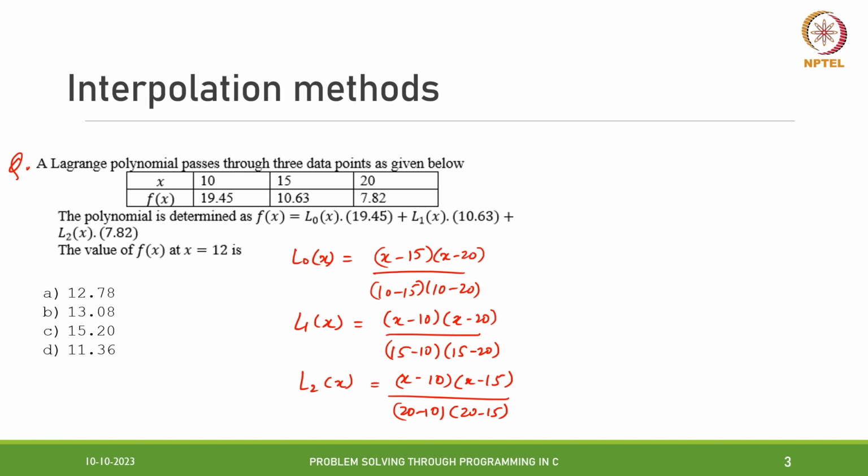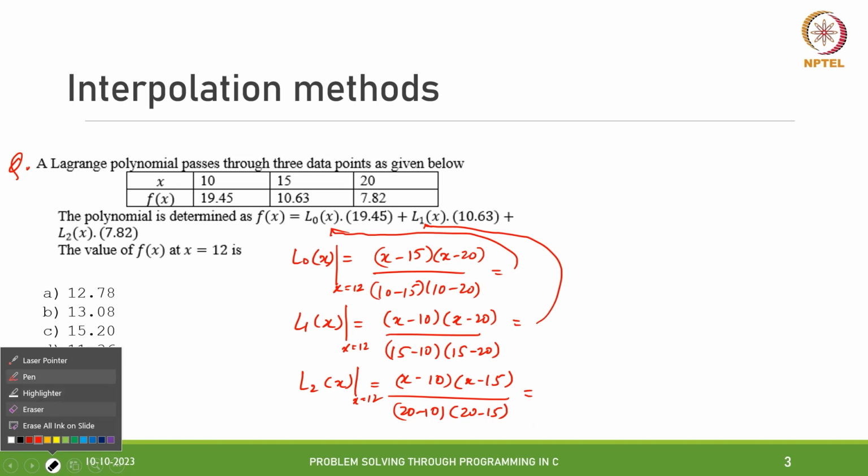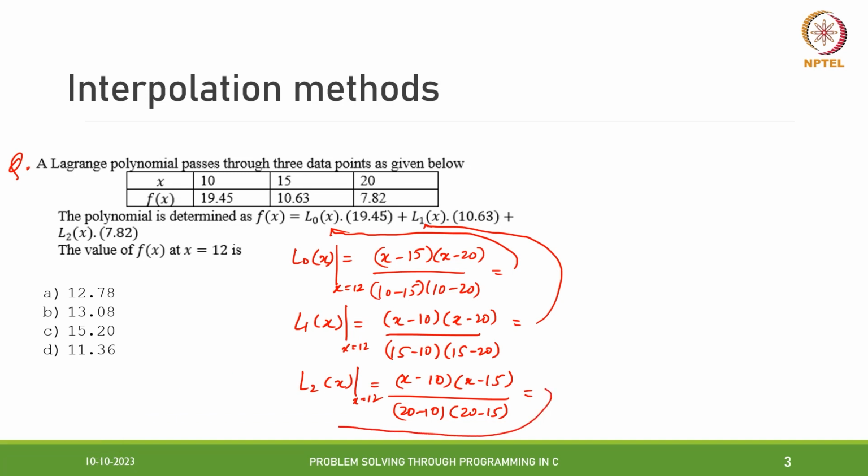Okay, now we calculate each of these putting x equal to 12. We have to calculate each of these values, and whatever values we get, we put them in this equation. So this value we put here, this value we put here, and this one we just put here.